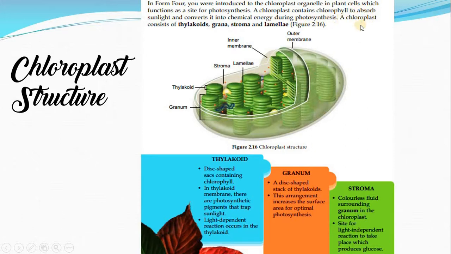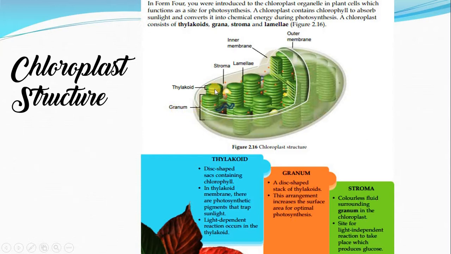A chloroplast consists of thylakoid, grana, stroma, and lamellae. These are the components of the chloroplast. Why should we know the structure of the chloroplast? It is because these structures are important in photosynthesis. So now we look at the structure of the chloroplast.